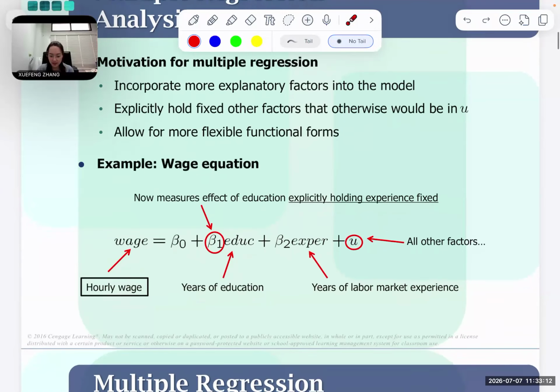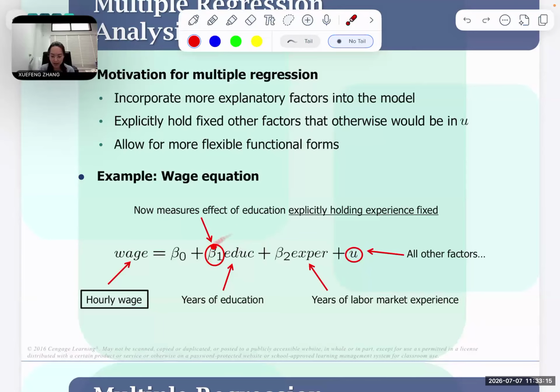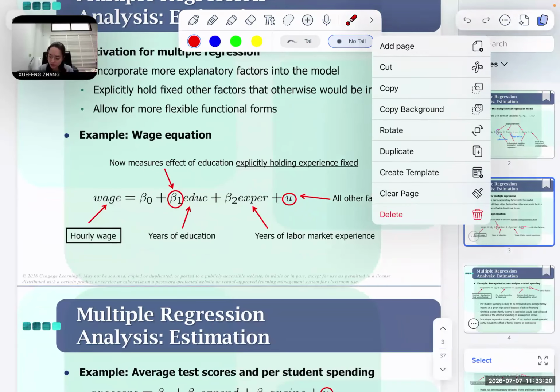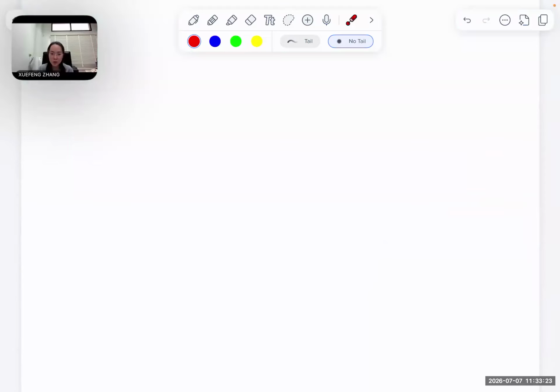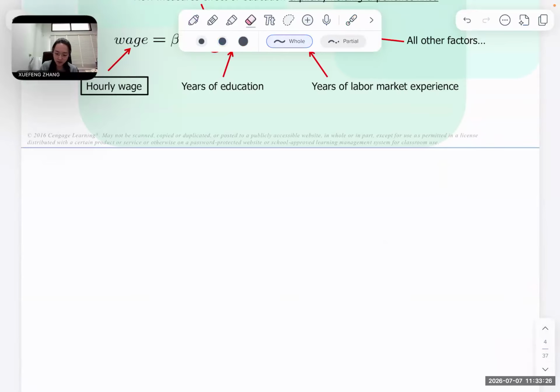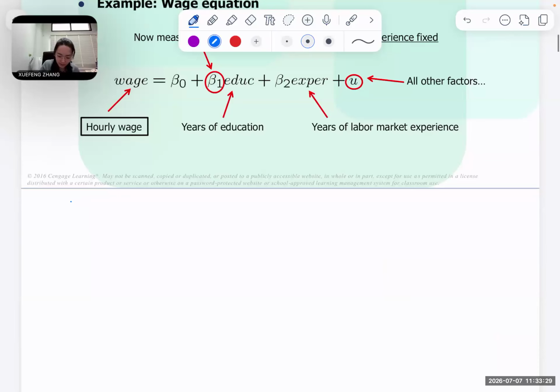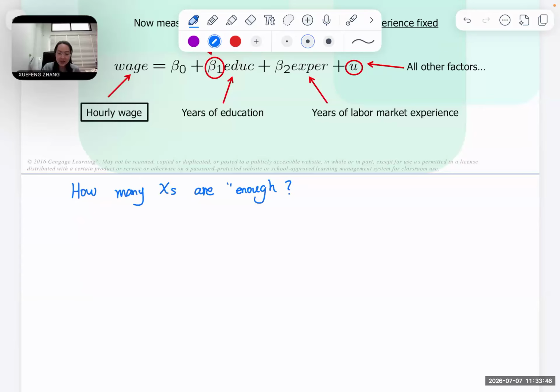But here is the question. Here we have 2 x's, right? Education and experience. So the question is, how many regressors are enough? Think about it. How many x are enough? The answer is there's no magic number, but there are clear principles to guide you, okay?